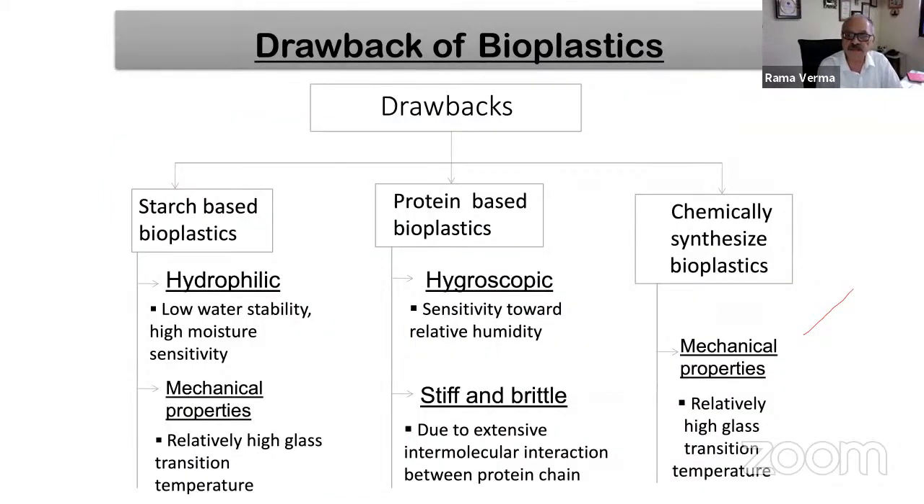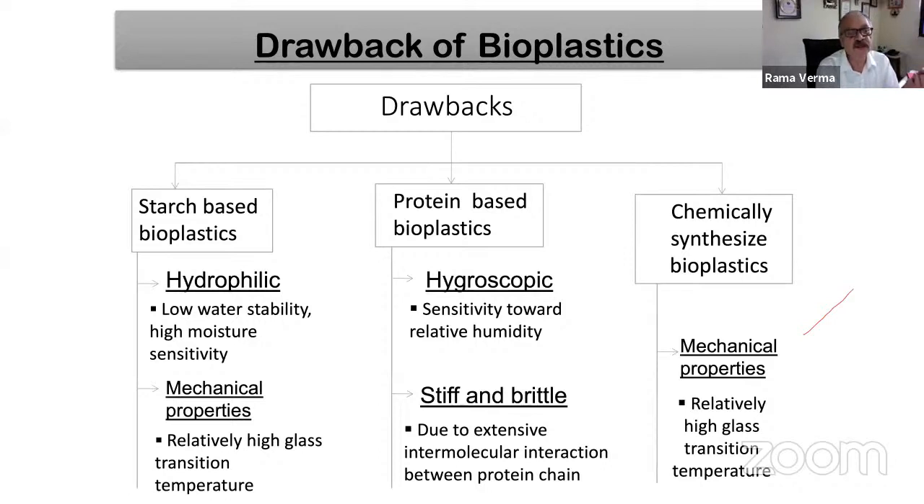Now, so far I have been telling about natural plastic, which you can make from natural resources, just like plants, and also plastic from fossil fuel-based refineries. Now, what are the drawbacks? Every plastic has a drawback. It cannot be treated easily. So starch-based plastics are hydrophilic. Protein-based ones are hygroscopic. They're sensitive to humidity. Chemically synthesized bioplastic has high mechanical properties, basically.